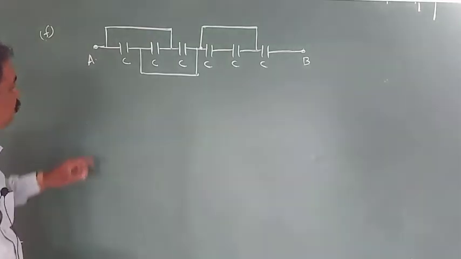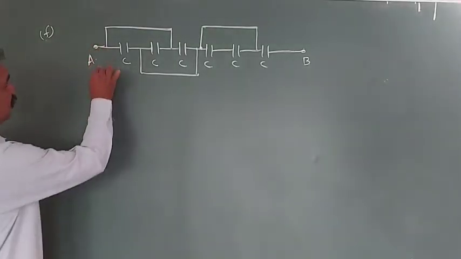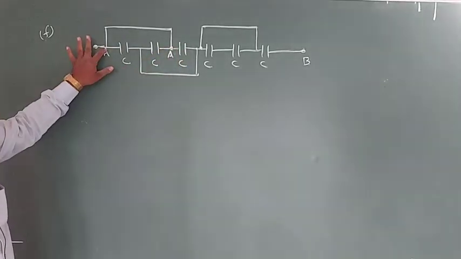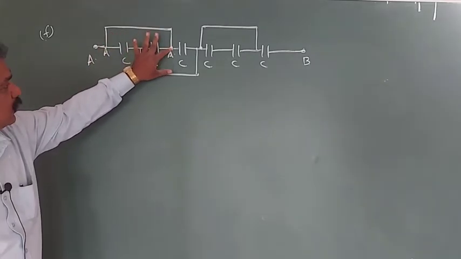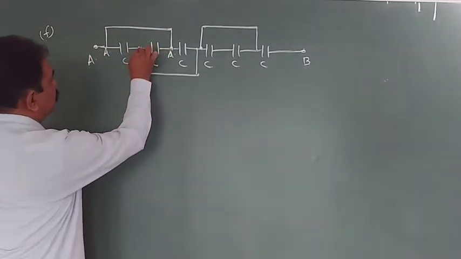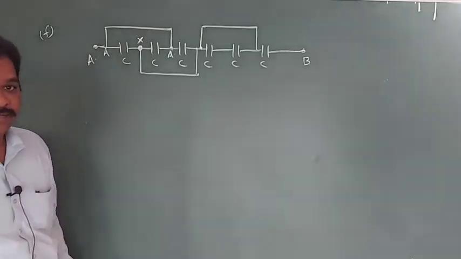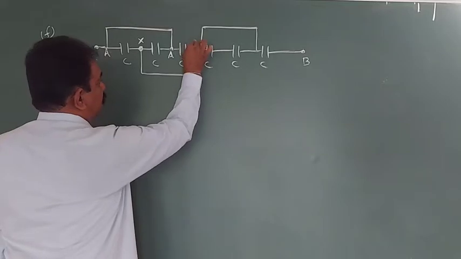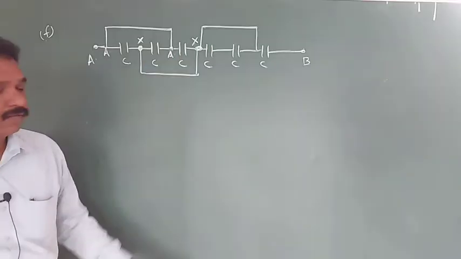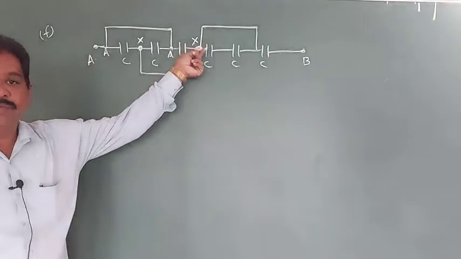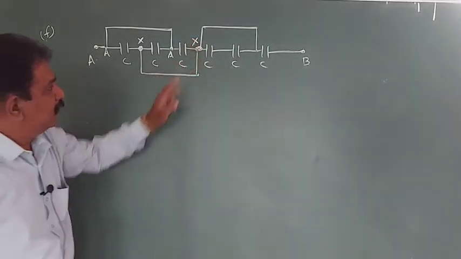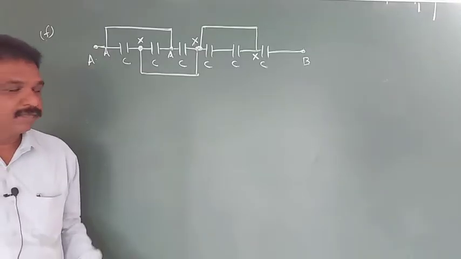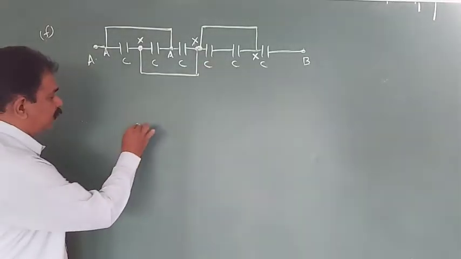So what we will do, see. Here A means here also A. Here also A. Understanding? Here A means this is A. This is also A. I am assuming this point is X. So this point, both are the same because it is just wire. This is also X. So here and here, in between them just wire is there. So same X. Here it is X means again it will be X. Clear? Now try to redraw the circuit.